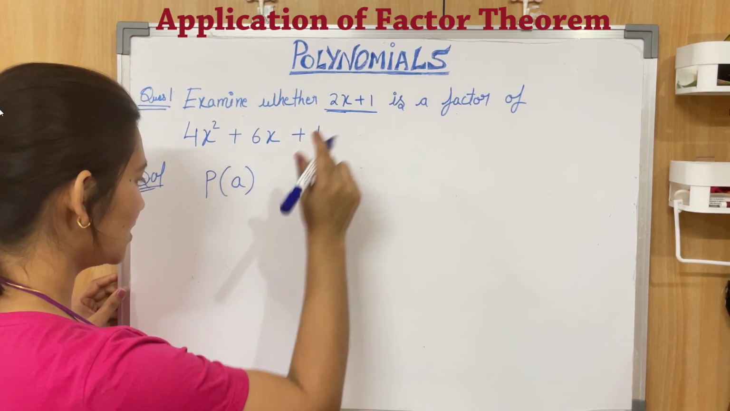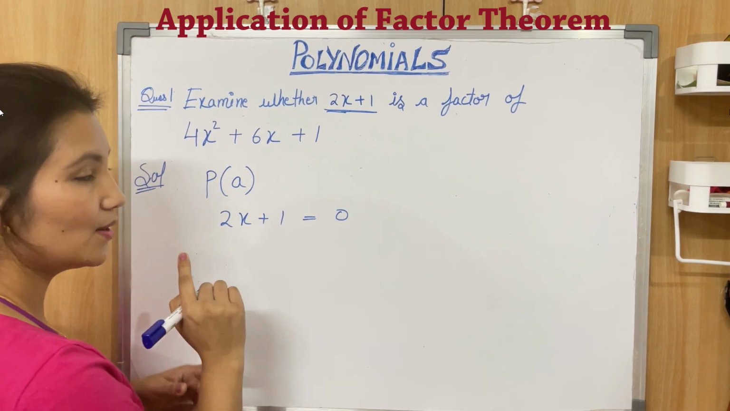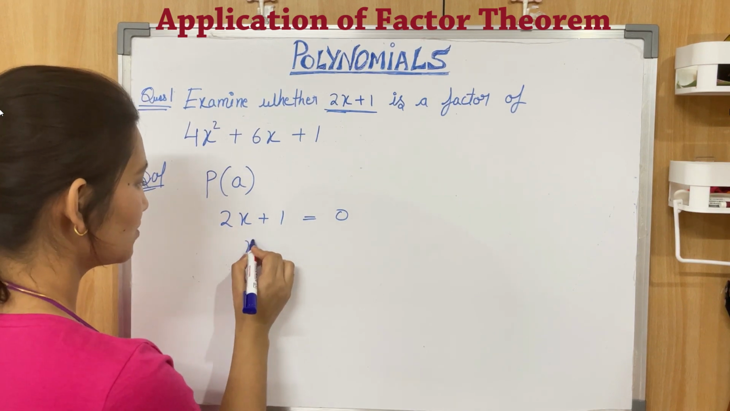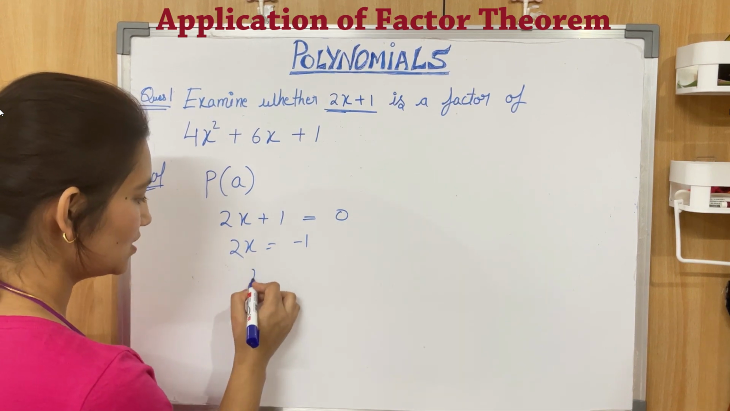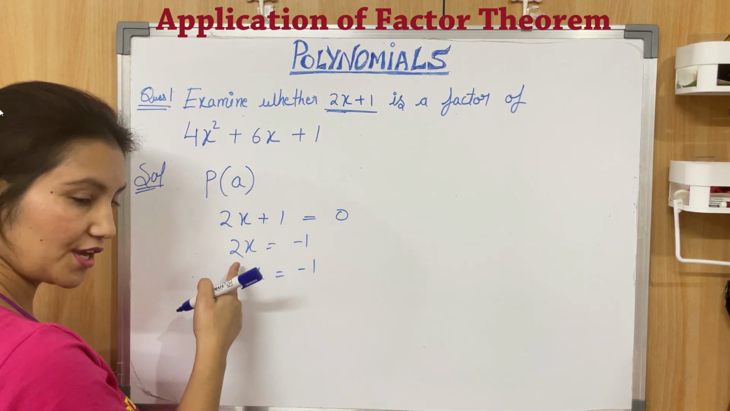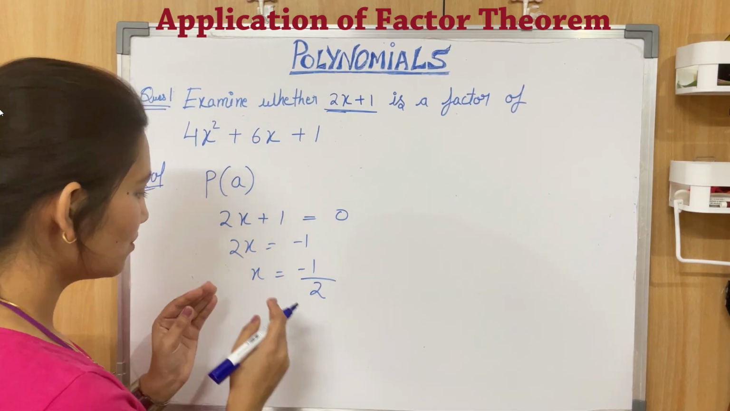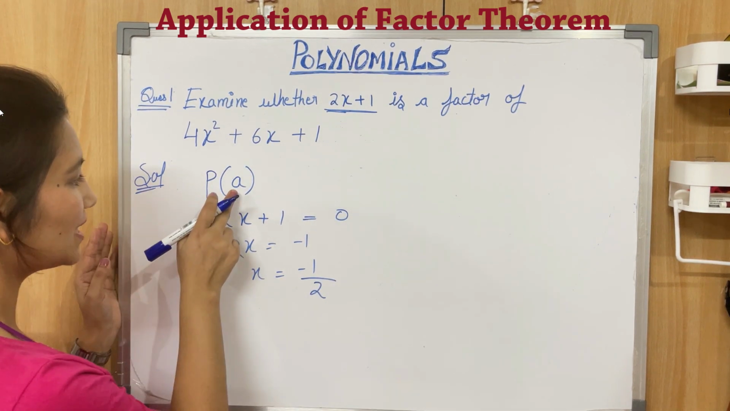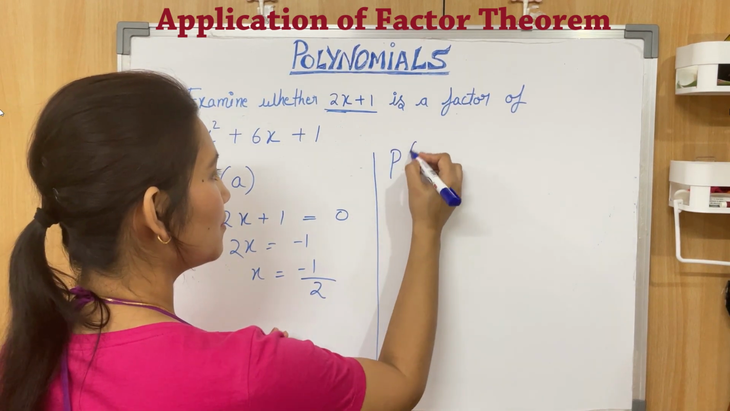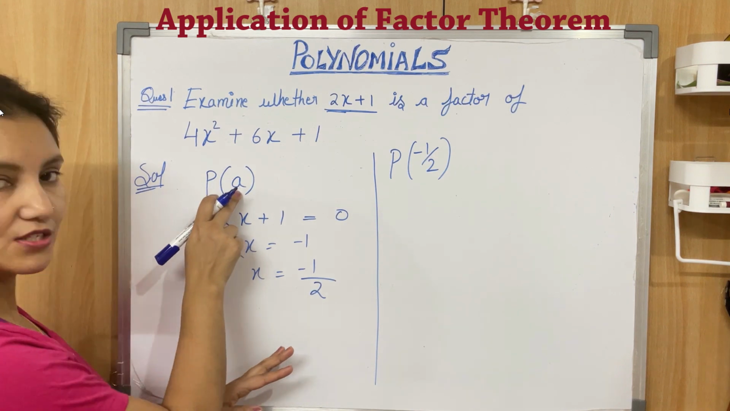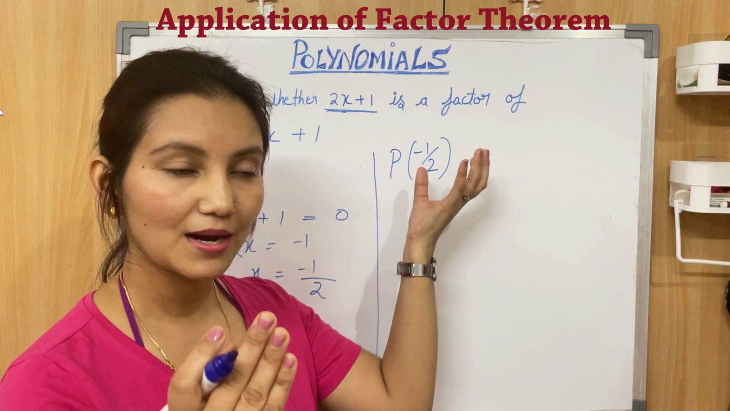We will simply equate 2x plus 1 with 0, and from here we can find out the value of x. So 1 will go to the right hand side, it will be minus 1. 2x is equal to minus 1, so x is equal to minus 1 upon 2, because whatever is in multiplication with x will go down. Clear? Now x is minus 1 upon 2. It means we need to replace a with minus 1 upon 2. So what we will do next, we'll find out P of minus 1 upon 2.